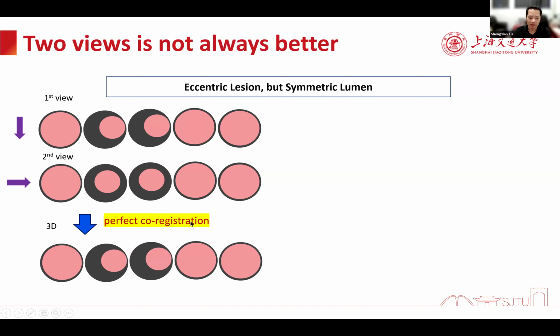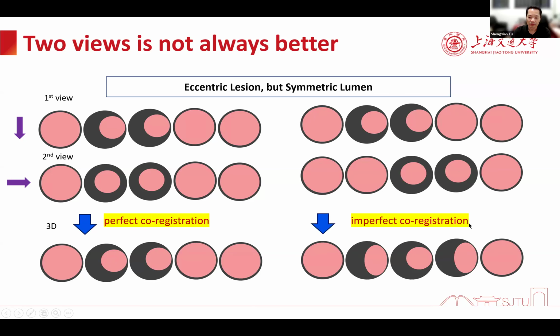If you perform a perfect correlation between the first view and second view, you'll get a perfect 3D. Then the 3D lumen is also a circle. However, if you don't do a perfect correlation between the first view and the second view, then the lumen can become elliptical. So you have to be very careful, because in the 3D reconstruction, if you don't perform a perfect 3D reconstruction, sometimes the geometry is actually less accurate compared to the single view. So this explains why in practice you sometimes see that the 3D result is less accurate than the single view.